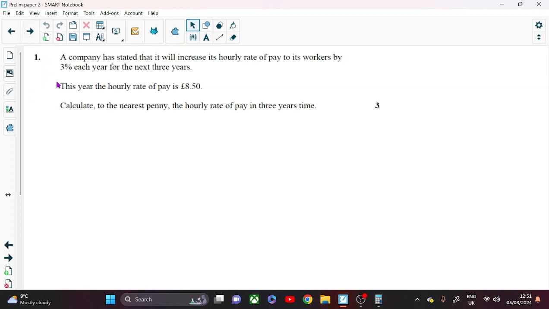Okay, so starting at question 1, a company stated it will increase its hourly rate of pay to its workers by 3% each year for the next 3 years. So that's 3% each year for 3 years. The hourly rate is £8.50 and we have to calculate it to the nearest penny.